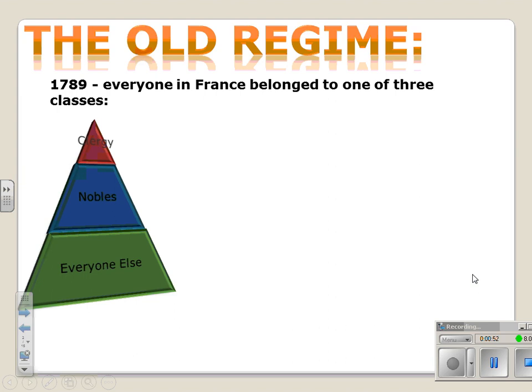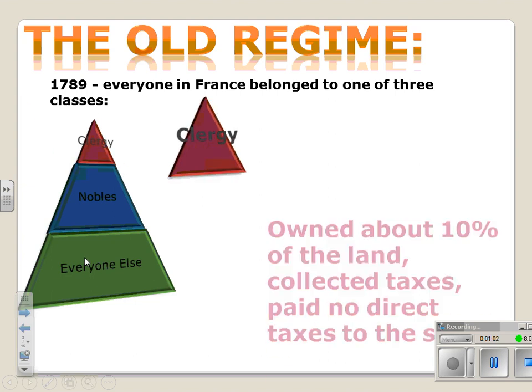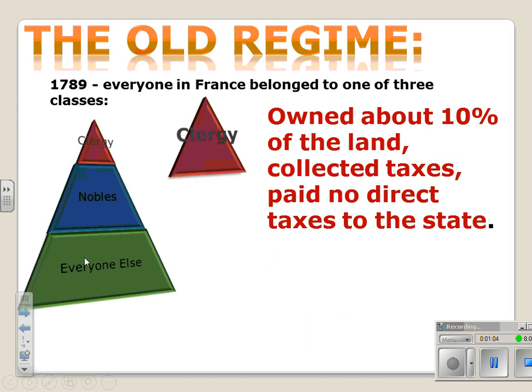France was organized into what are called estates. The first estate was the clergy, the second estate was the nobility, and then the third estate was the everyone else category. The first estate was the clergy, and the clergy owned about 10% of the land. They collected taxes, and they did not pay any taxes directly to the government. All right, sounds like a pretty sweet deal.